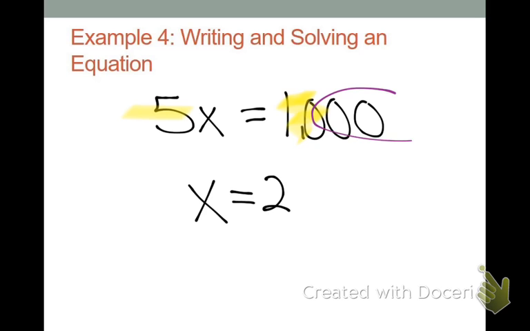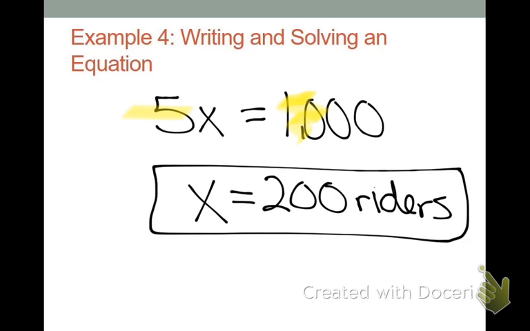Okay, and then how many zeros are left over? 2. So I can use my rule of dividing by powers of 10. I can basically divide the non-zero numbers and then bring down the number of zeros that are left over. So x equals 200 people, 200 riders. All right, and anytime I solve a word problem, I need to make sure that I label it.